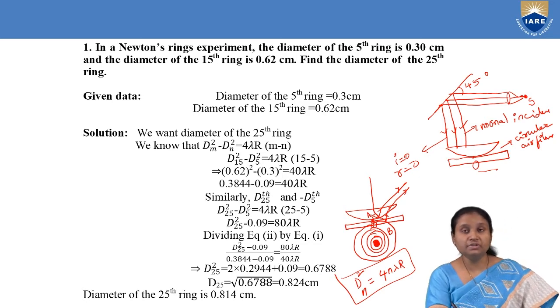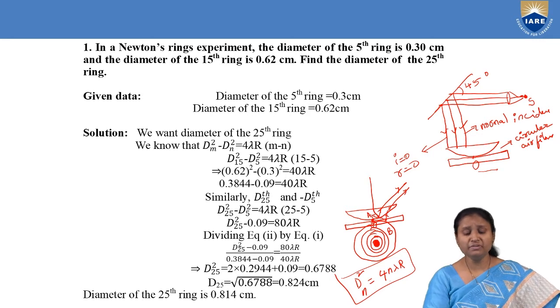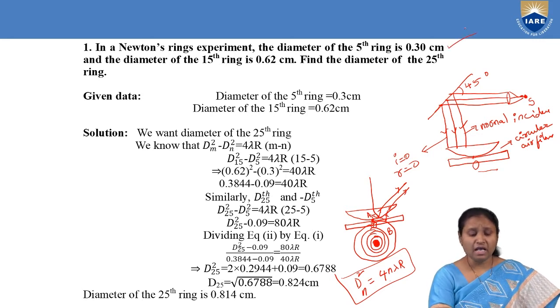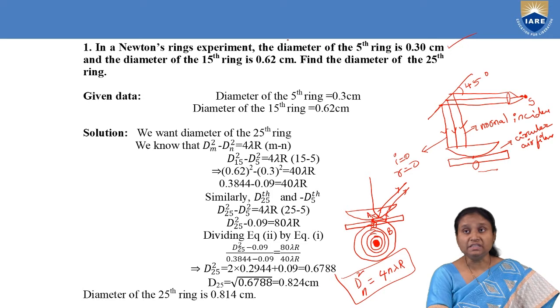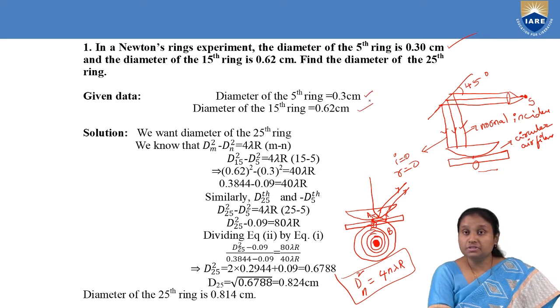Now coming to our first numerical, in Newton's rings experiment, here we are given data. We are given the diameter of the 5th ring as well as the diameter of the 15th ring. The 5th ring diameter is given as 0.3 centimeter, and the 15th ring diameter is given as 0.62 centimeter. And we are asked to find the diameter of the 25th ring. So coming to our data, the 5th ring is 0.3 centimeter and the 15th ring is 0.62 centimeter.